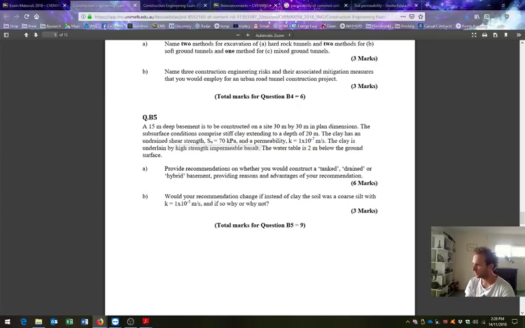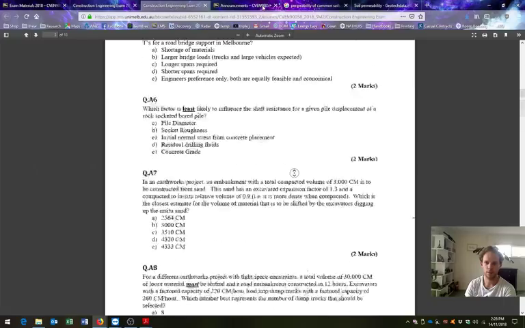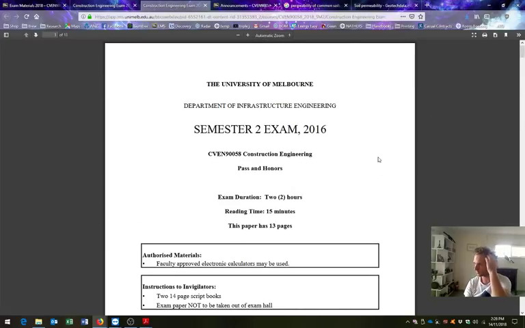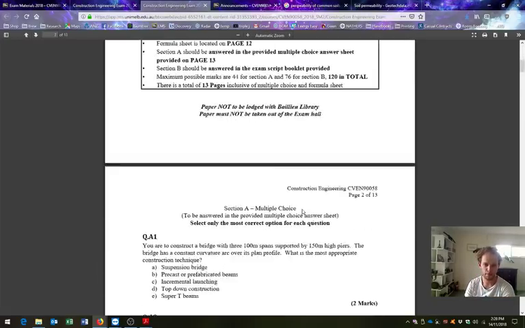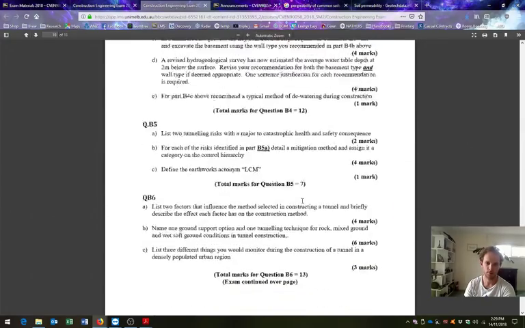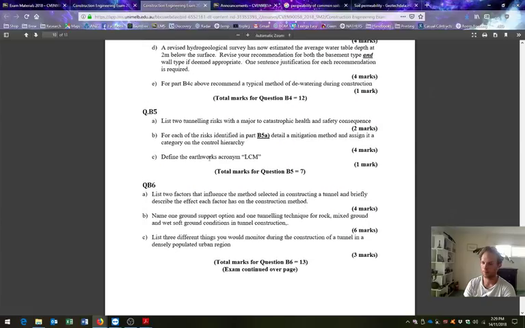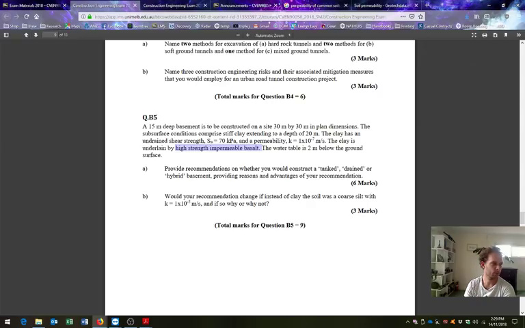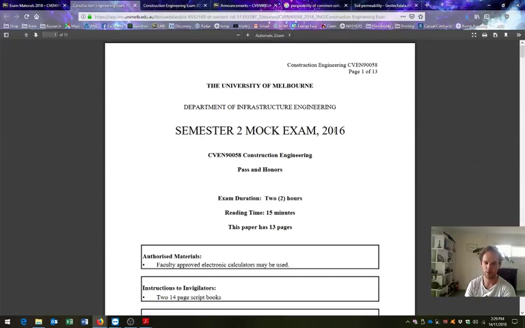Okay, so Christopher, for 2016 mock exam B5. Do we select hybrid for A and tank for B? Could you confirm? Let's have a look. 2016 B5A. No, I'm on the wrong paper. 2016 mock exam. Sorry. This one.